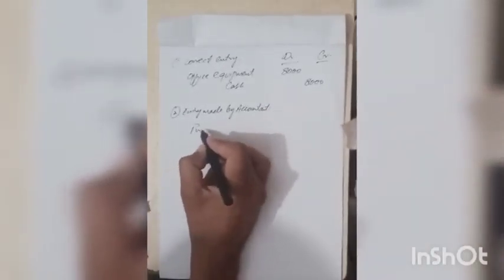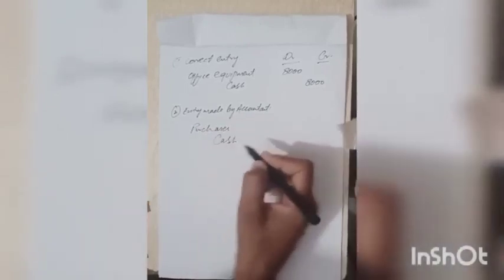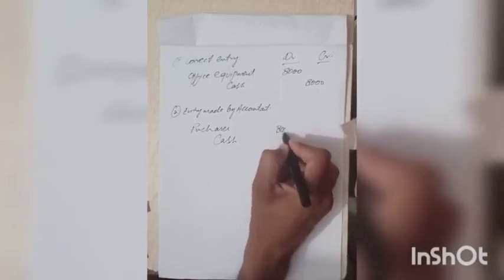Then as per rule, we have to pass the entry, actually the wrong entry that was passed by the accountant. That is purchases debit by 8,000 and cash account credit by 8,000. So this is the wrong entry. Now you can see here the correct entry and the wrong entry.